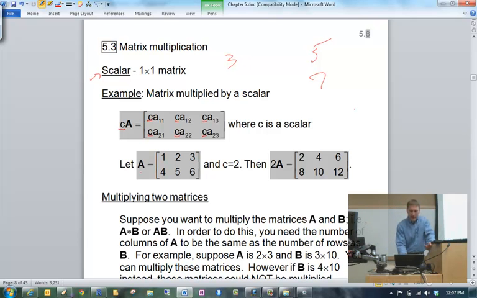So for example, if I had a matrix A, if I take 2 times A, notice how every single element of A was multiplied by 2.